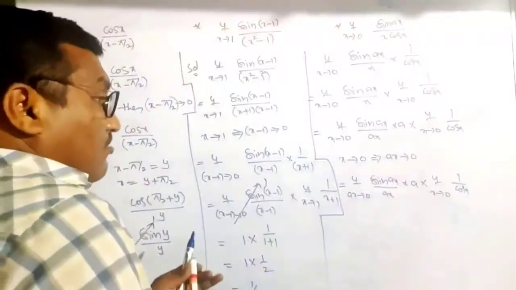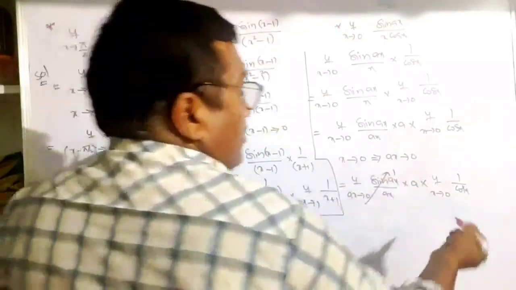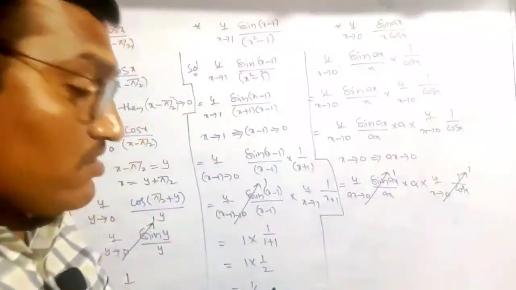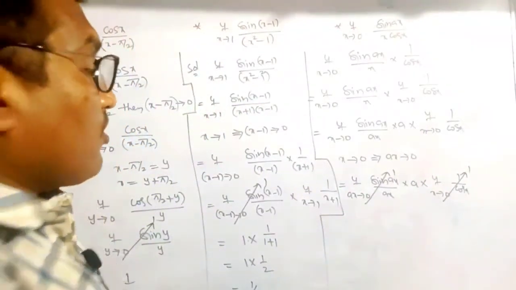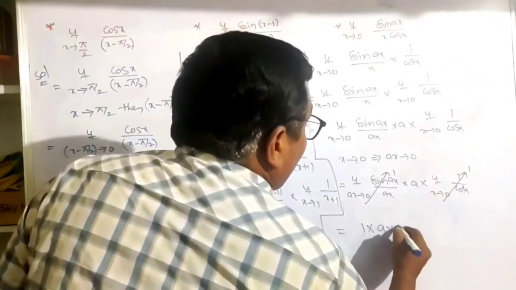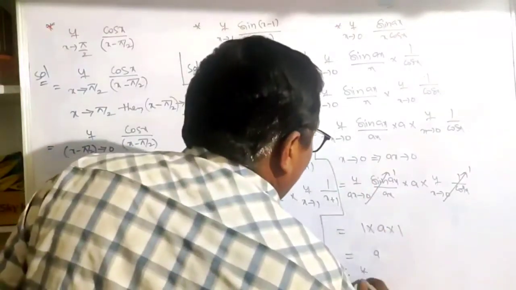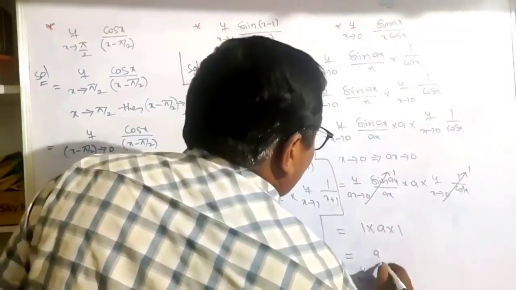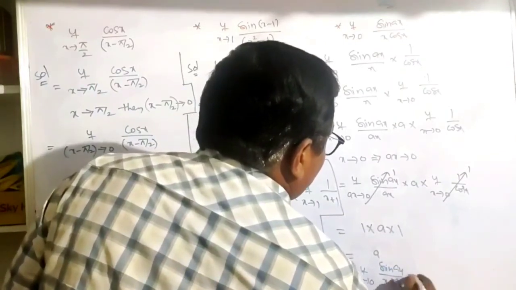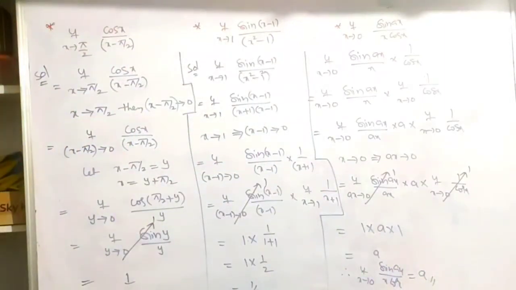So simply, the value of this one becomes how much? 1. This also becomes 1, because limit as x tends to 0 of cos x is always 1. Therefore what we have here is 1 into a into 1, which becomes a. That is, limit as x tends to 0 of sin ax by x cos x is equal to a. So in this way we can find out the answers.